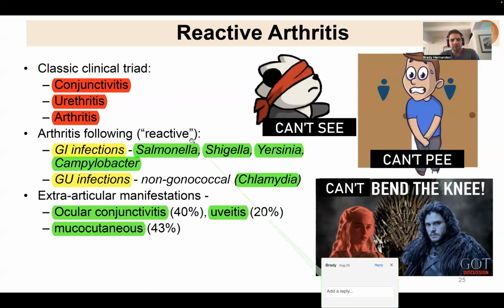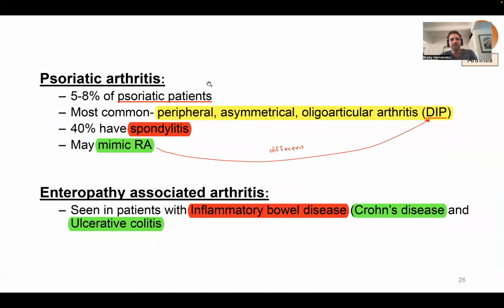Reactive arthritis, remember the bugs that cause it. Usually they're GI bugs: Salmonella, Shigella, Yersinia, Campylobacter, but don't forget chlamydia can do it too. Can't see, can't pee, can't climb a tree, okay? Or can't bend the knee. There you go for your Game of Thrones fans.